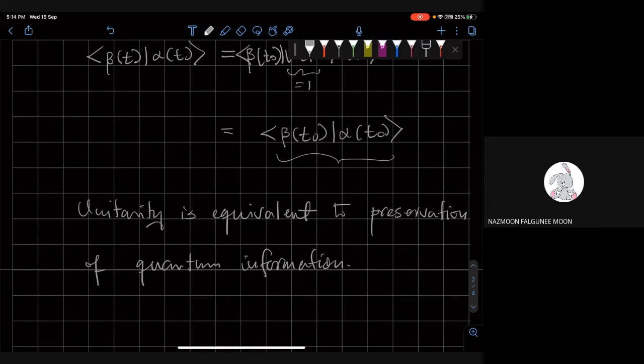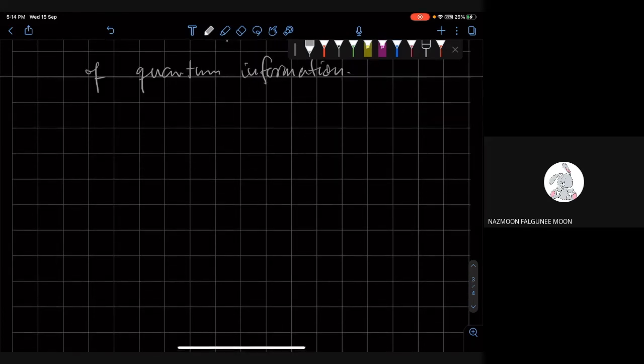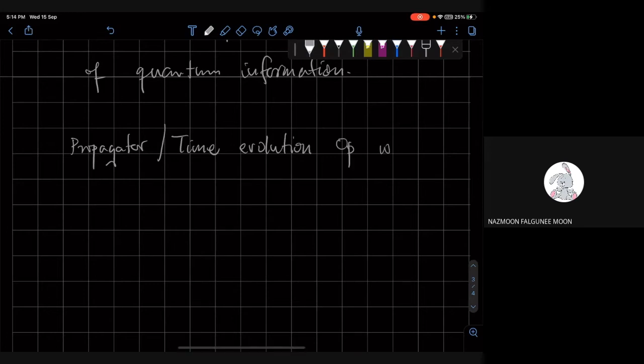So now let's look at the propagator, or the time evolution operator, when the Hamiltonian is time independent, okay?